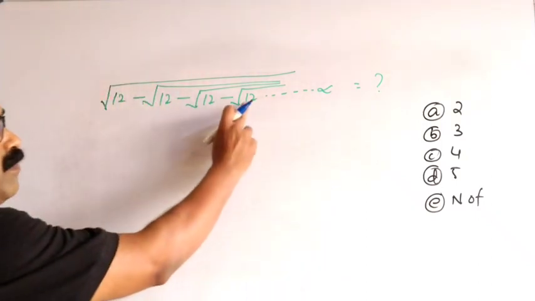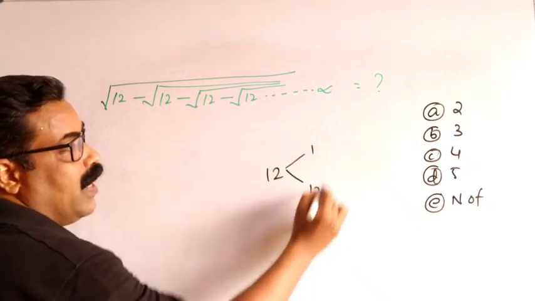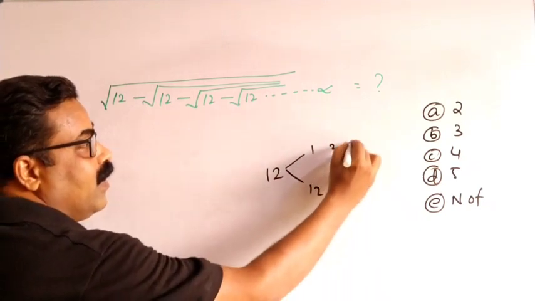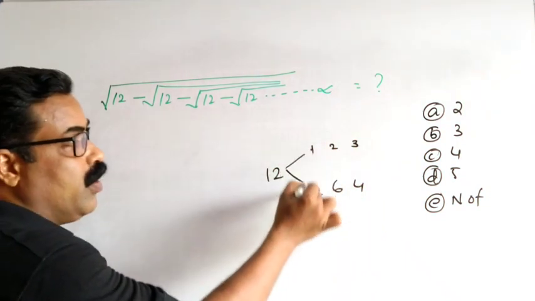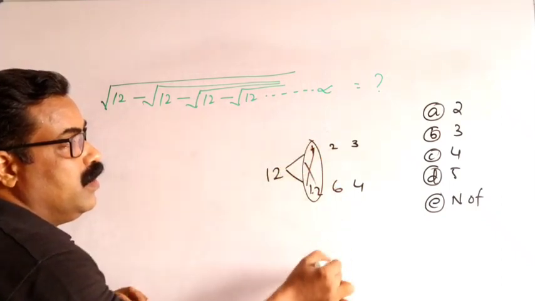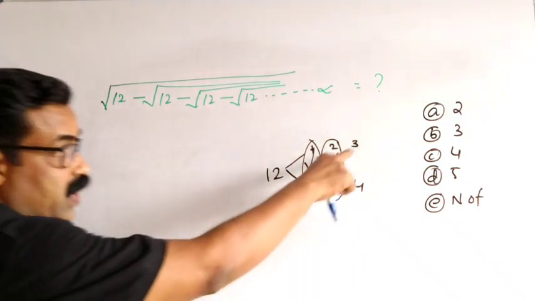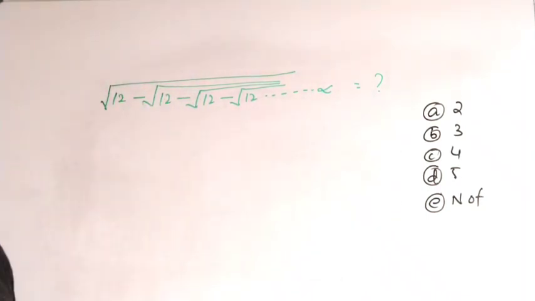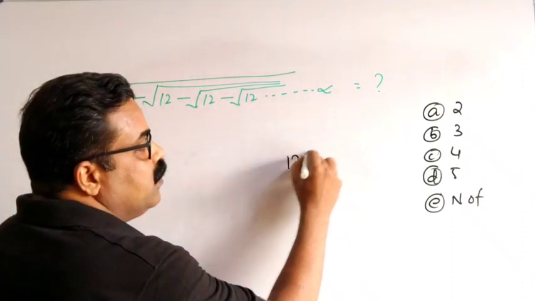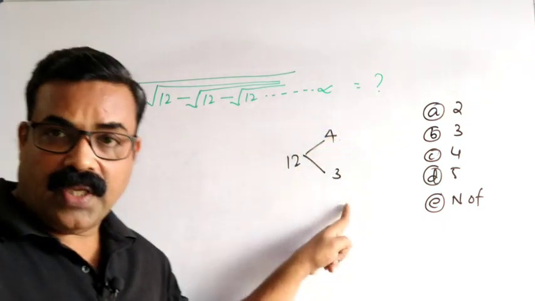What's the rule? The number is 12. So what are the factors of 12? I can write 1 and 12, 2 and 6, 3 and 4. For 1 and 12, the difference is not 1. For 2 and 6, the difference is not 1. For 3 and 4, the difference is 1. So I can take the factors of 12 as 4 and 3.